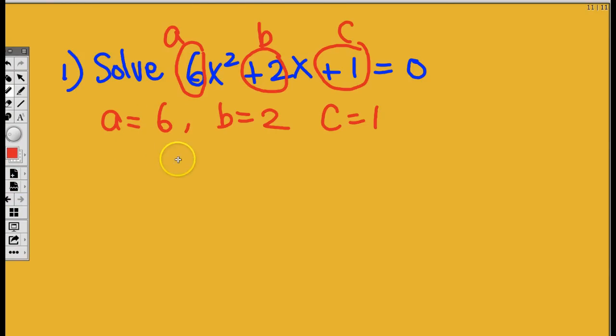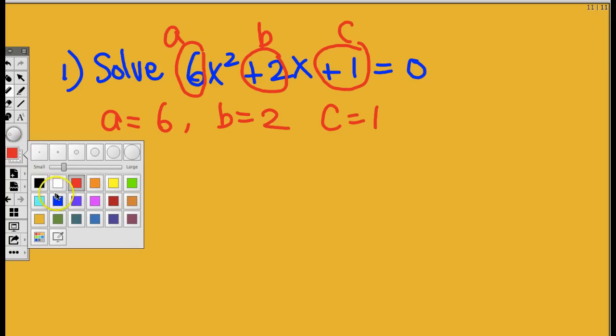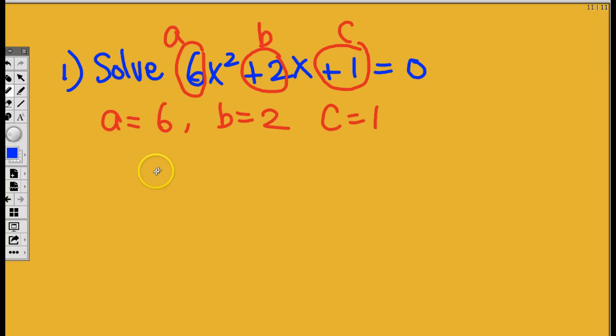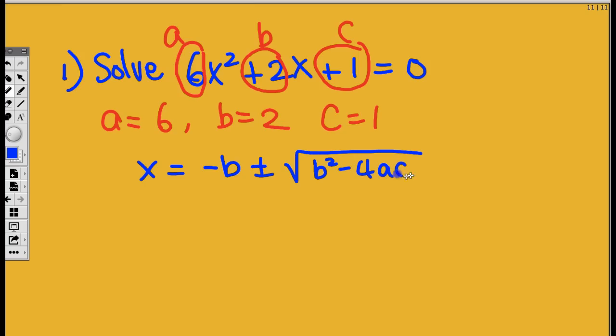So there you go. Once we have that, we got to sing our song. And I was really happy because you actually sang with me. Ready? Let's try this again. Go. X equals negative b plus or minus the square root of b squared minus 4ac all over 2a.